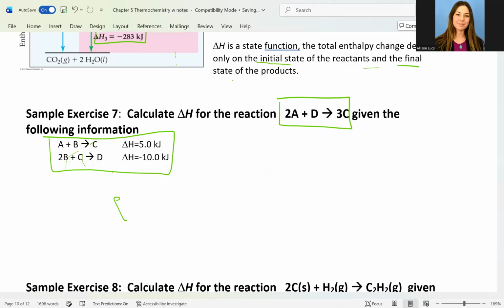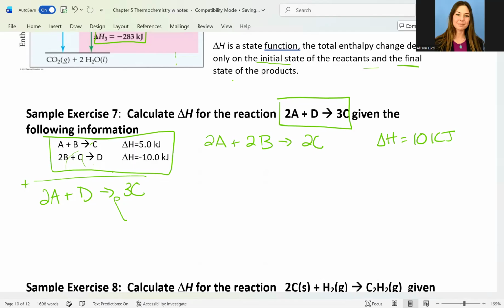So if that's my overall reaction, somehow I have to add together these two equations in a way that I would end up with this overall reaction. So let's see here. For equation 1, I have A plus B yields C, and that's 5 kilojoules in the forward direction. So I definitely need to double that. So I'm going to say 2A plus 2B will yield 2C, and that will give me a delta H equal to 10 kilojoules. And I know that I need twice as much because in my overall reaction, I have 2A here.